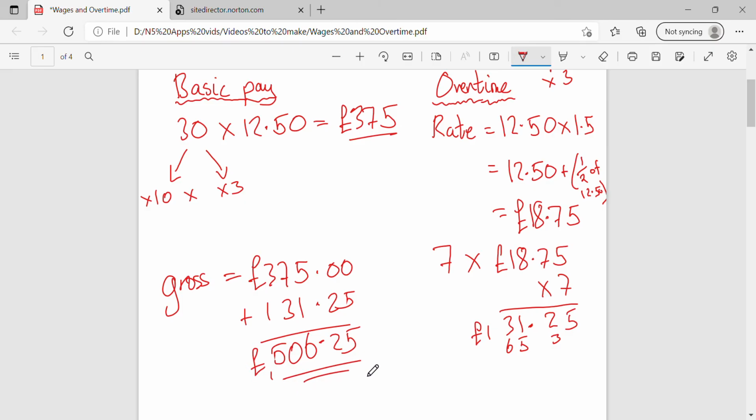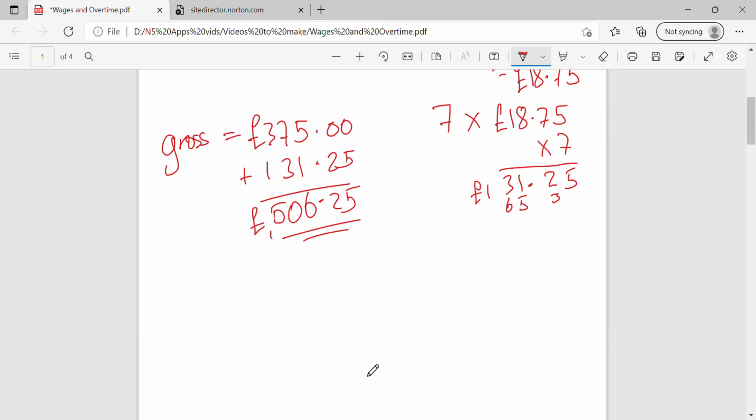£506.25 for that question. So while these can be worded differently, the process is kind of the same. You work out their basic pay, that's just how long they normally work, times their basic rate, and then you work out their overtime pay taking into account whether it's double time, triple time, time and a half. So let's take a look at another question here.